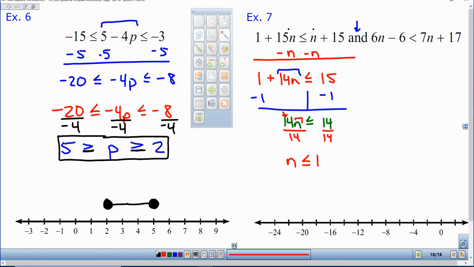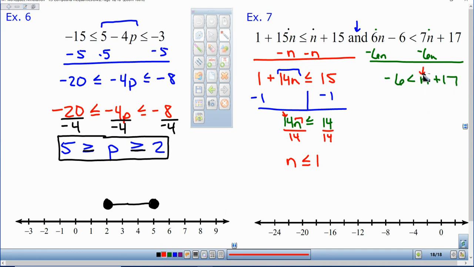And let's do the second one. I'll do it more primarily in green. We have variables on both sides. I need to eliminate one of those. Subtracting the 6n would get rid of the 6n. I'm going to do that to both sides. Now we have negative 6 is less than n plus 17.